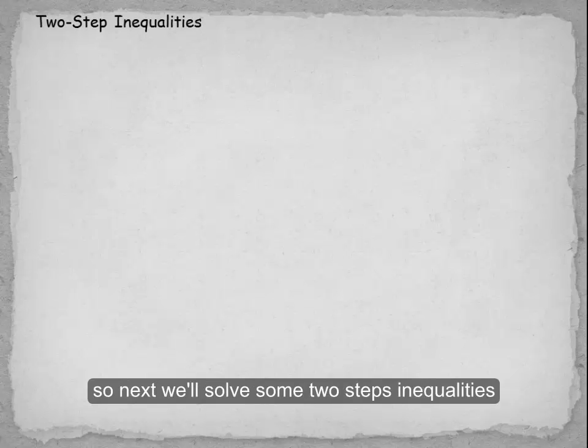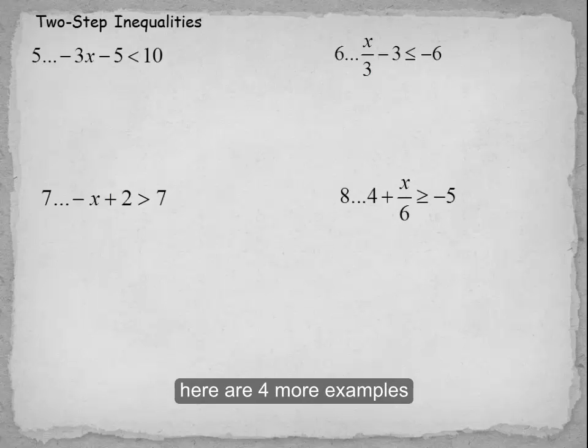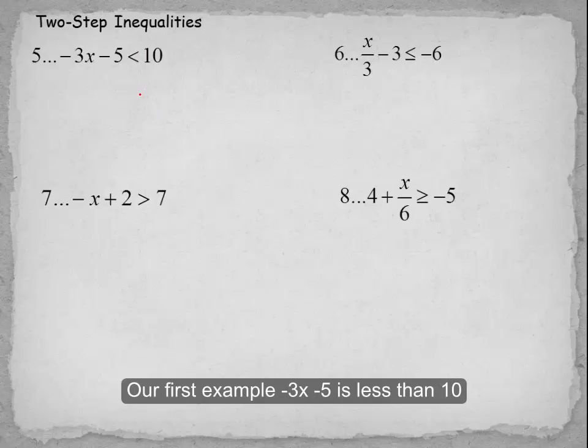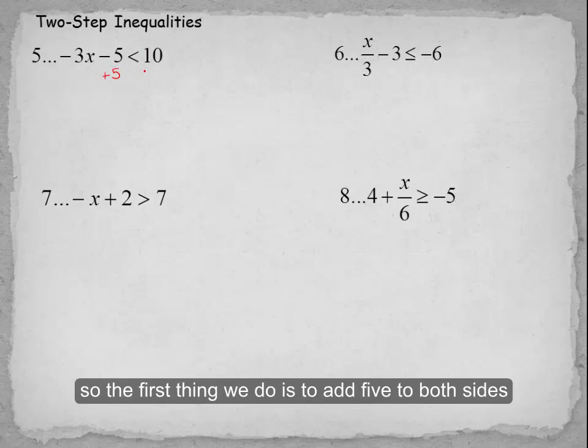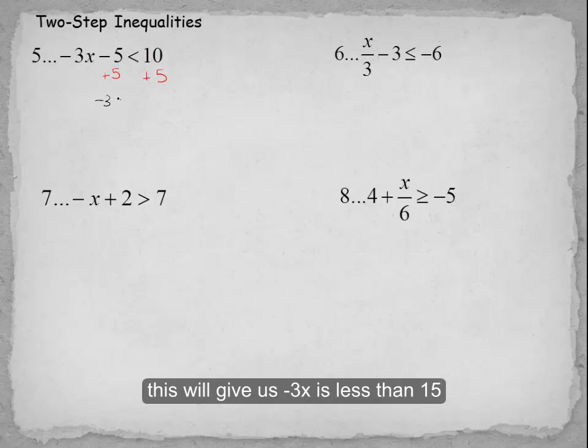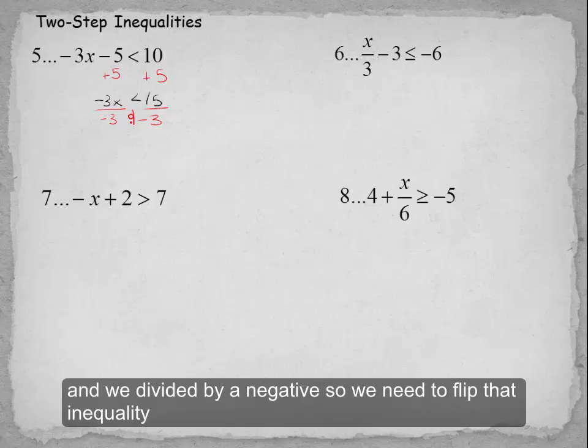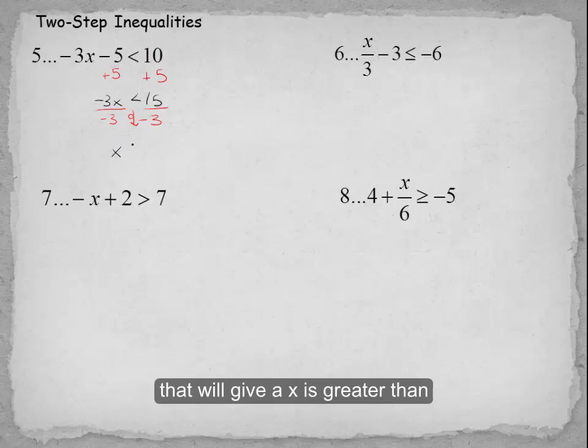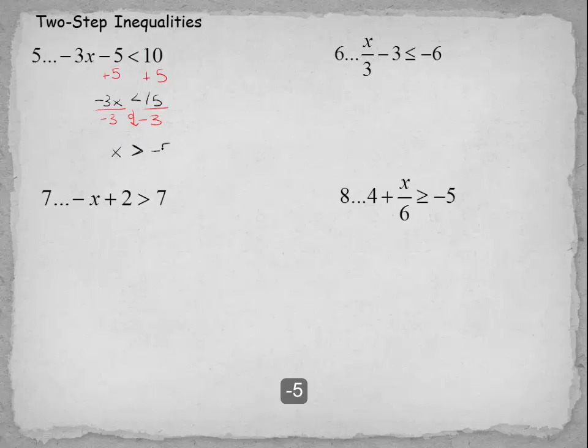So next we'll solve some two-step inequalities. Here are 4 more examples. In our first example, negative 3x minus 5 is less than 10. So the first thing we'll need to do is to add 5 to both sides. This will give us negative 3x is less than 15. We then divide both sides by negative 3. And we divide by a negative, so we need to flip that inequality. That will give us x is greater than negative 5.